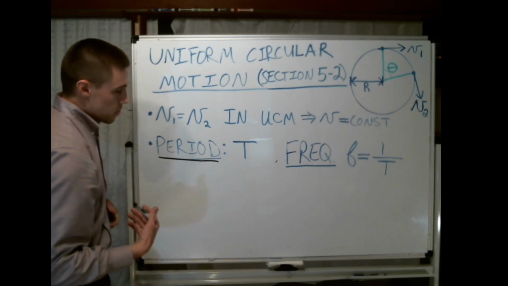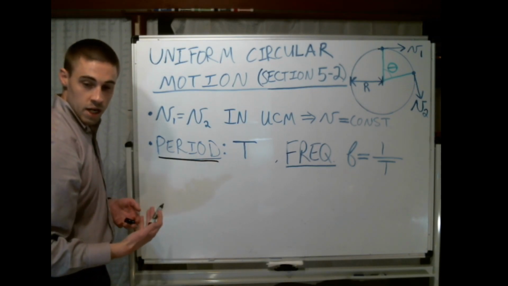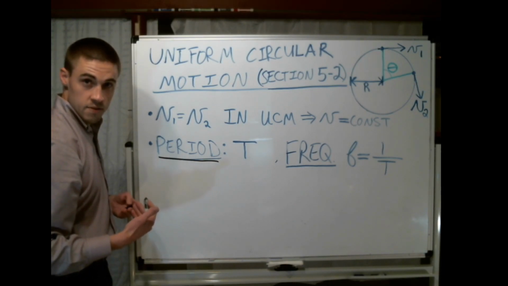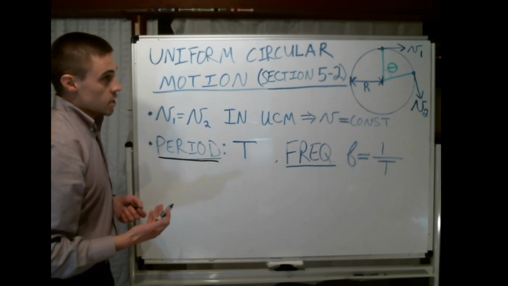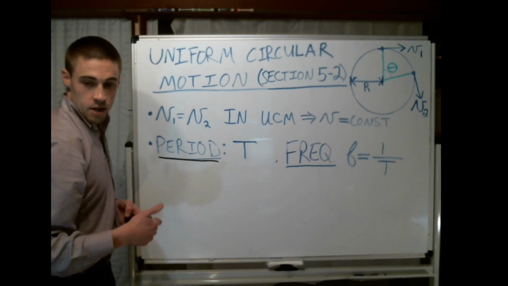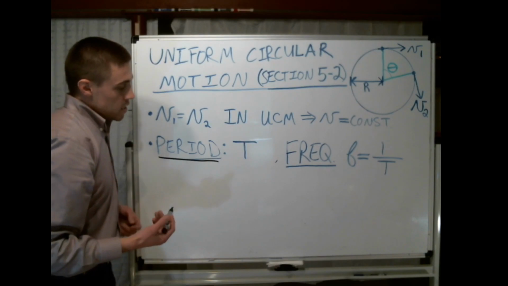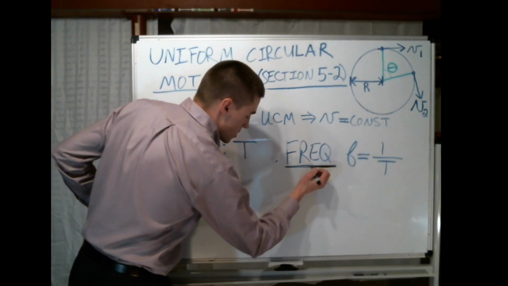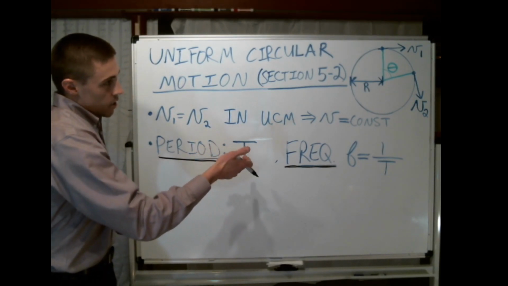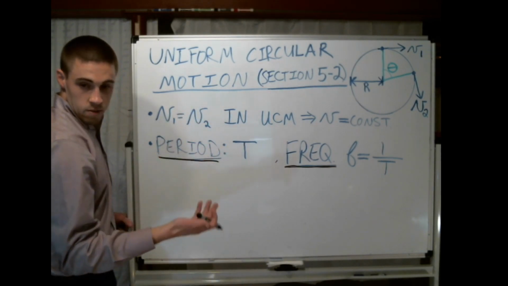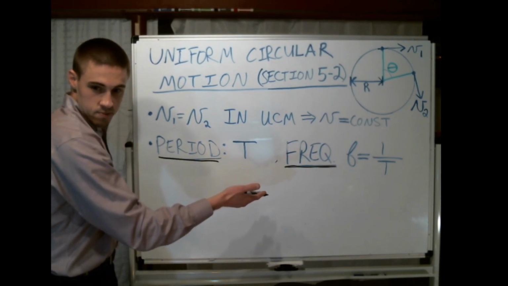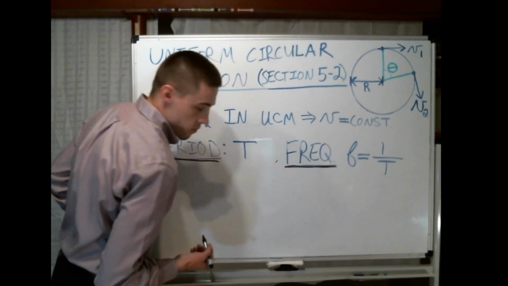And instead of talking about the period, which would be how long does it take for this object to go around, you want to ask a slightly different question: how many times will this object go around in a given time period? Then you'd be talking about the frequency, right? So an object that has a period of 1 second travels around a full circuit every second, and that means its frequency would be once per second. So frequency is 1 over T.